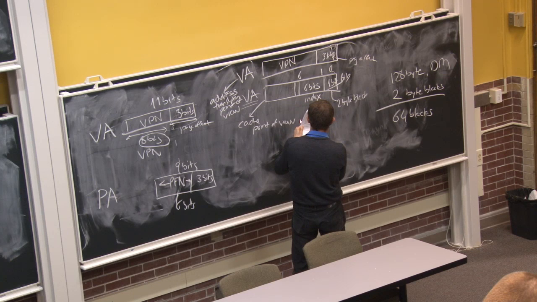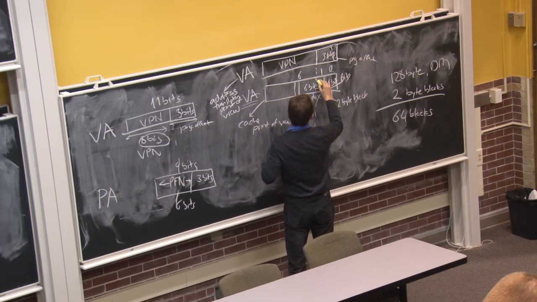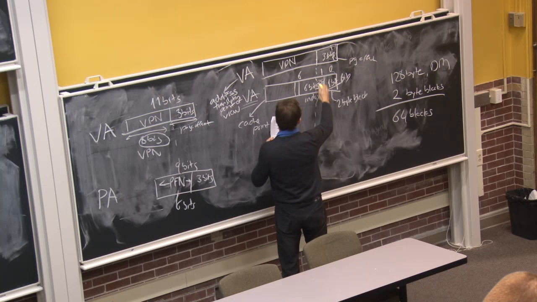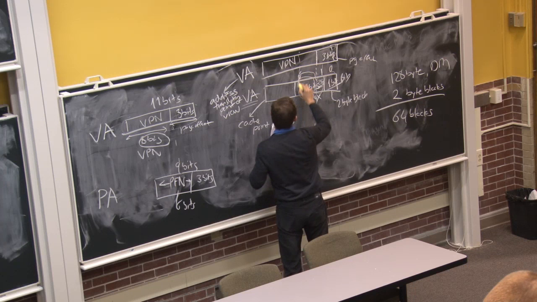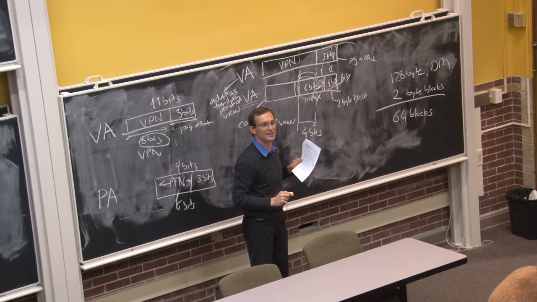Well, 2 bits come from the page offset, and the remaining 4 bits, these 6 bits are used to index into the cache, and 2 of them come from the page offset. The remaining 4 bits come from the virtual page number. So the answer is 4, right? Make sense? So 4 bits come from the virtual page number.